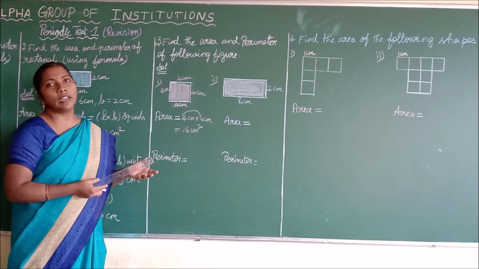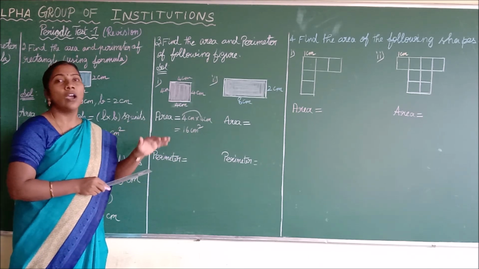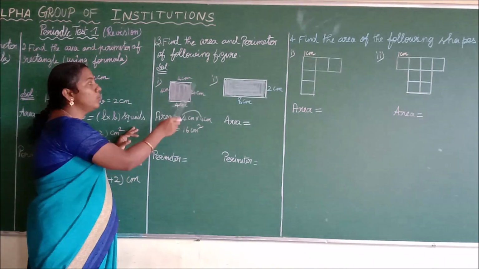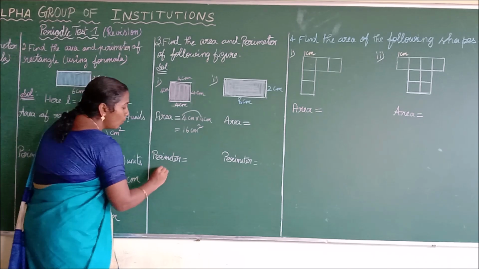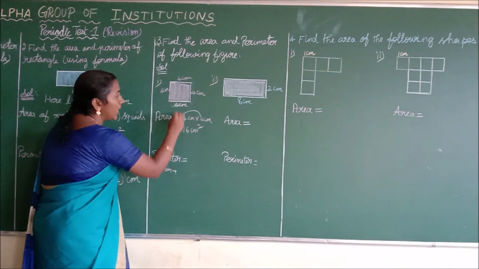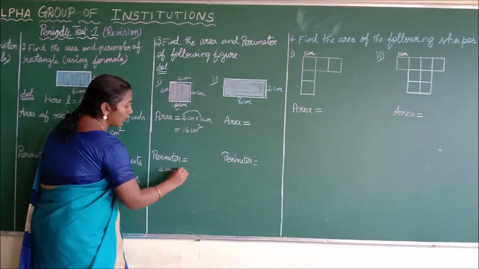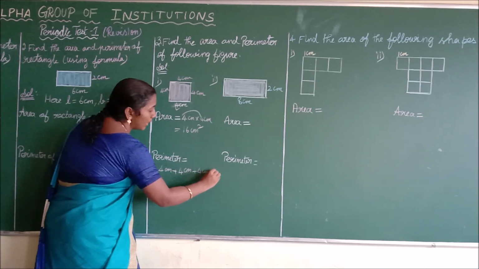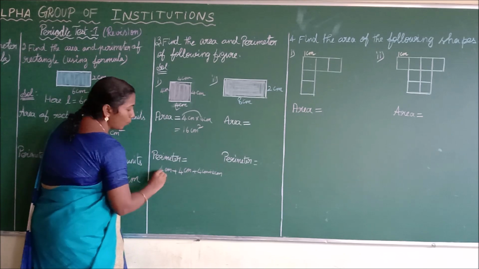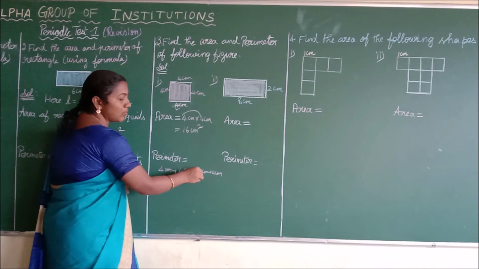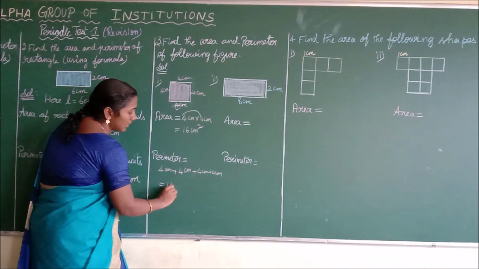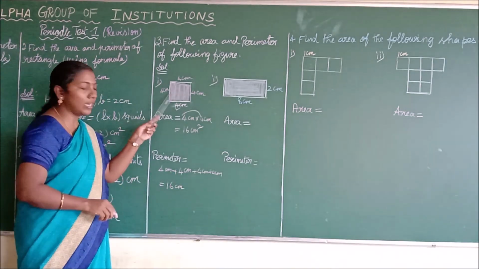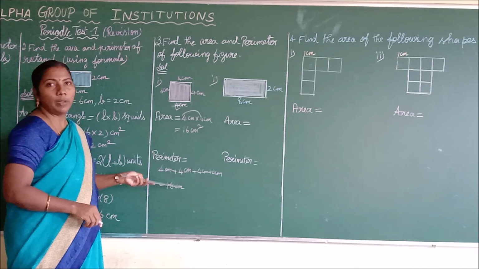So how can we calculate? By adding the length of all its sides. What are the sides? It has 4 sides: 1, 2, 3, 4. Thus you have to write 4 centimeter plus 4 centimeter plus 4 centimeter plus 4 centimeter. So 4 plus 4 is 8, 8 plus 4 is 12, 12 plus 4 is 16 centimeter. Thus we have calculated the perimeter of the given figure as 16 centimeter.